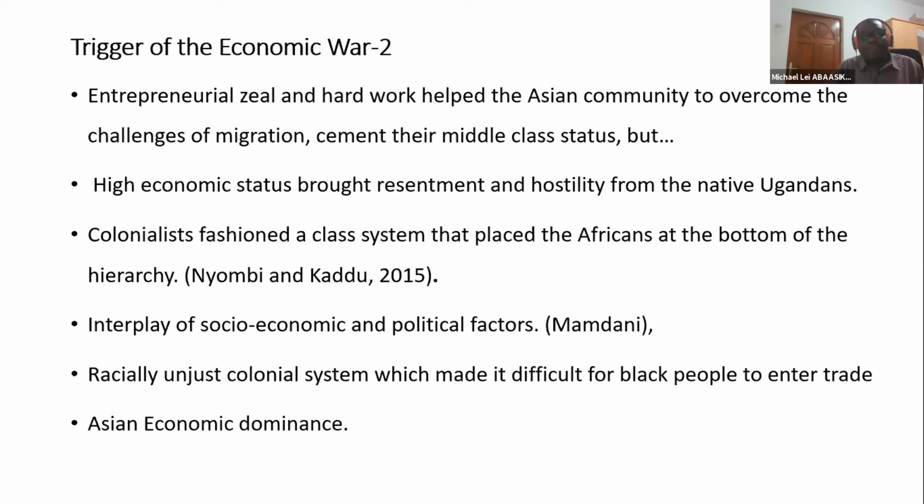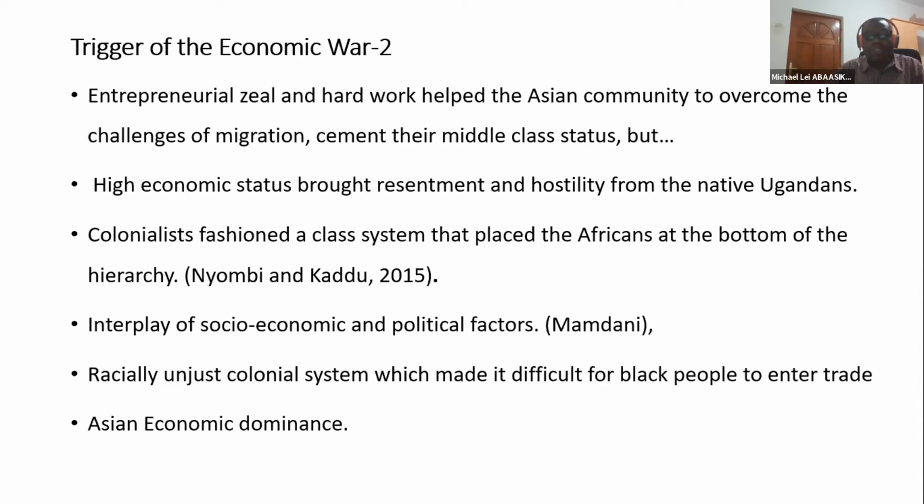The colonialists fashioned a class system that placed the Africans at the bottom of the hierarchy. Just as I have explained, there was a kind of class system which was operating in the country at that time, where, of course, the British were the colonial power. They were looked at as the first-class citizens, then the Asians, and then, of course, the Africans. So all this interplay of socio-economic and political factors brought in a conflict, and this conflict escalated into economic war.